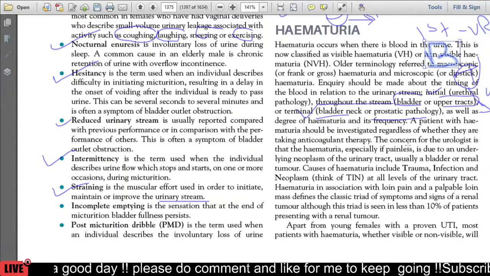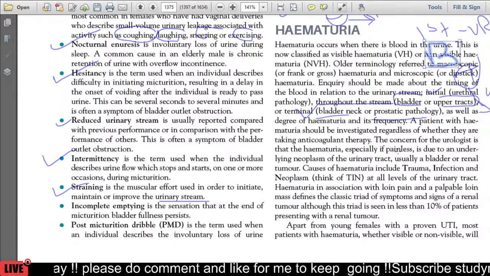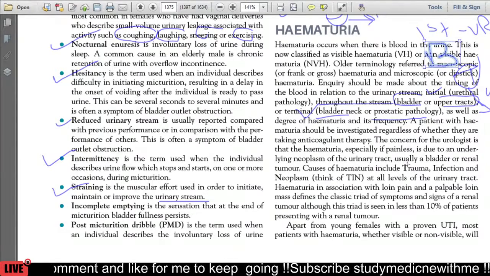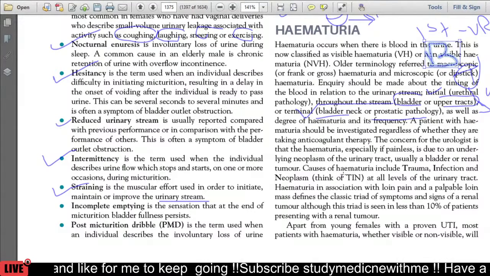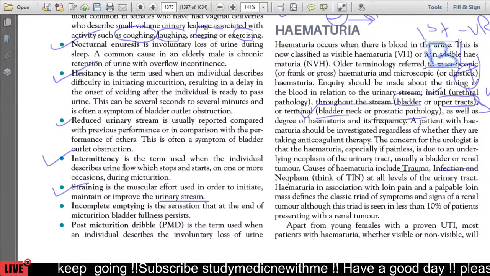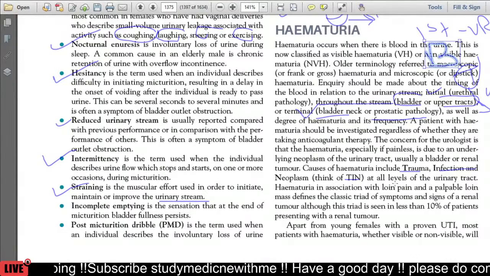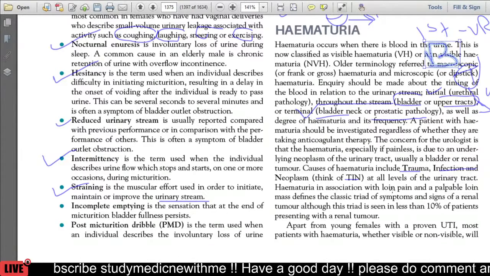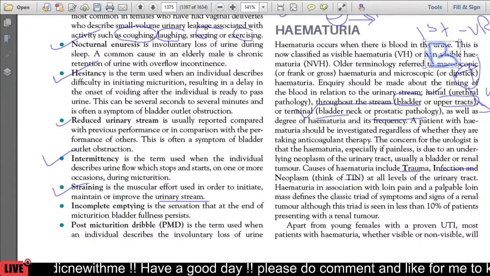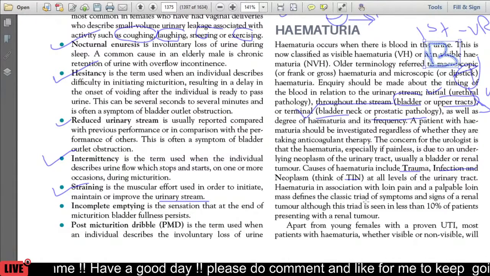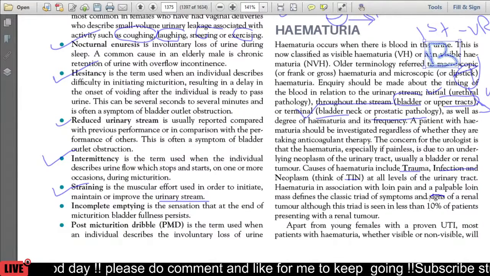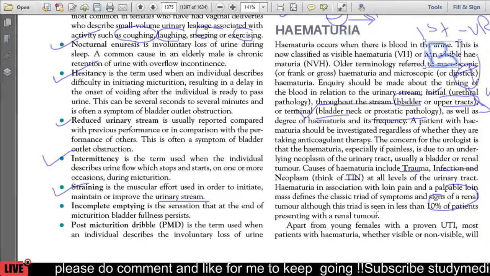Okay, the concern of the urologist is that hematuria, especially if visible, is due to an underlying neoplasm of the urinary tract, usually a bladder or renal tumor. Causes of hematuria include trauma, infections, and neoplasm, at all levels of the urinary tract. Hematuria in association with a loin pain and palpable loin mass defines the classic triad of symptoms and signs of a renal tumor, although the triad is seen in less than 10% of patients presenting with a renal tumor.